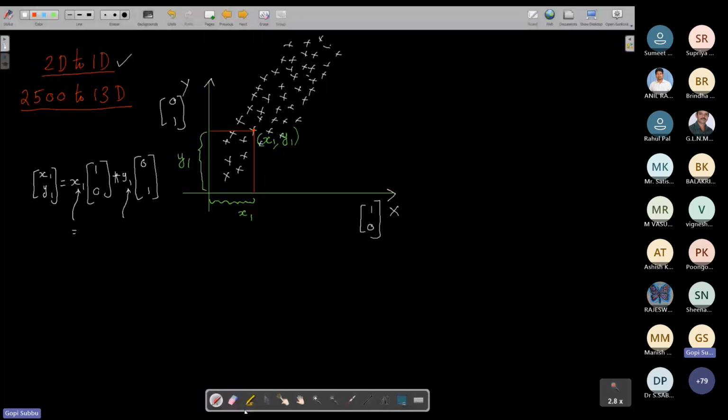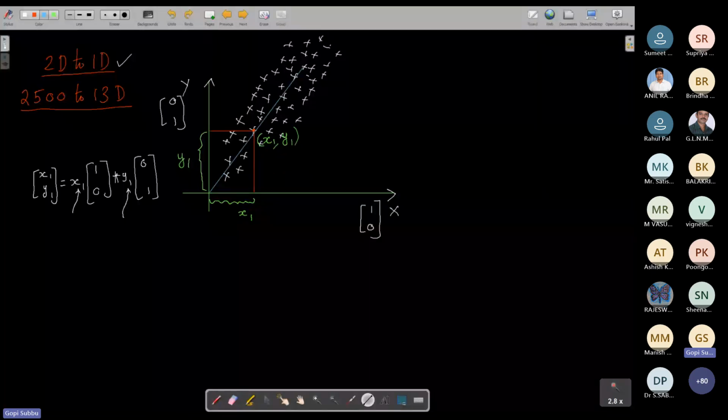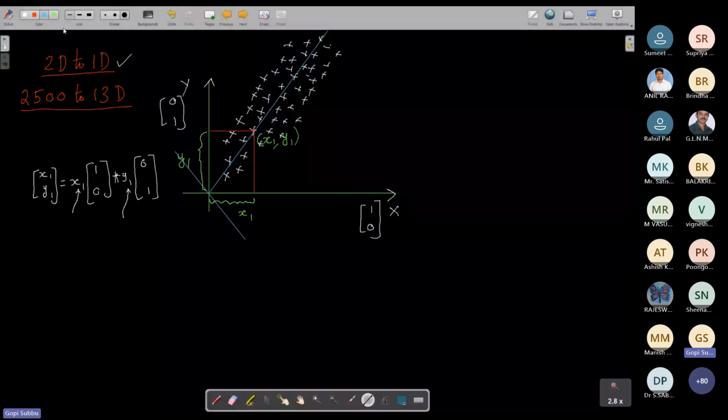So now what we are going to do is find a new basis. Instead of using the standard basis that we had, 1 0 and 0 1, we are going for a new set of basis now. This is a new basis vector here. Let us consider these the two new basis vectors which are identified now. Let us call this basis E1 and this E2, right?